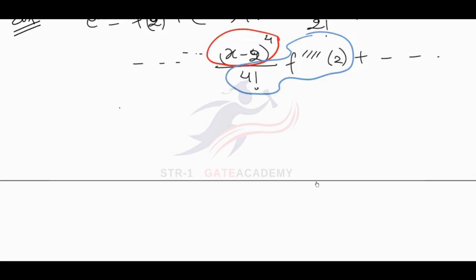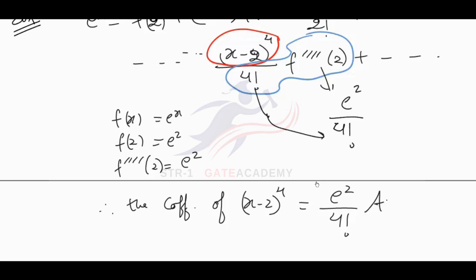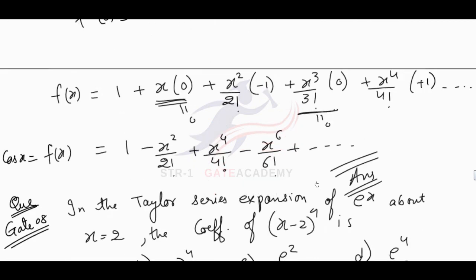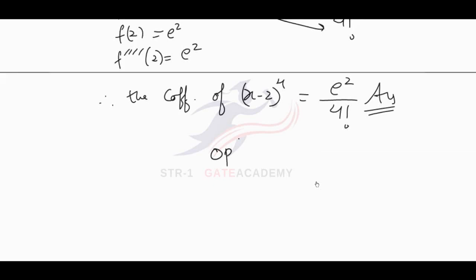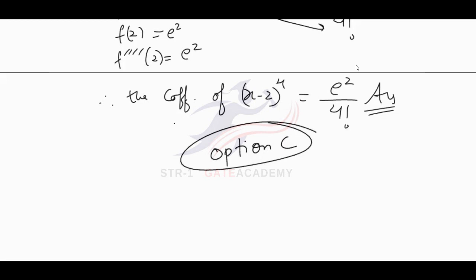If you solve this, f of x is e raised to x, so f of 2 will be e raised to 2, and the fourth derivative of this is also going to be e raised to 2 only, because the derivative of e to the power x is e to the power x. So therefore the coefficient of x minus 2 raised to 4 is equal to e raised to 2 divided by 4 factorial. That's your answer. That's option C. Option C will become your answer. Clear? So this is how you can solve questions based on this. Now you can start solving questions from your GATE papers in your booklets. Easy to solve questions now, right? Thank you.